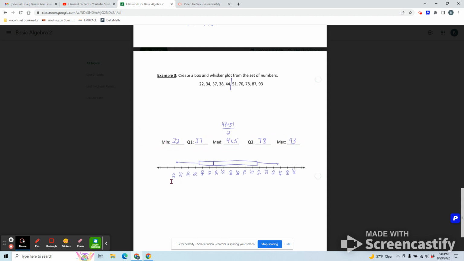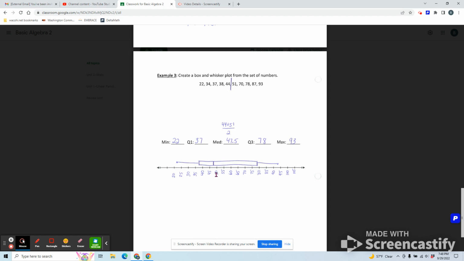I come up with my interval. So I'm counting by 5s. And then I just plot. 22 is a point. 93 is a point because those are my whiskers. And all of these quartiles right in the center, that is all the box. 37, 47 and a half, 78. So once again, this box represents 50% of my data. Whatever these numbers are relating to, 50% of that data is between 37 and 78.